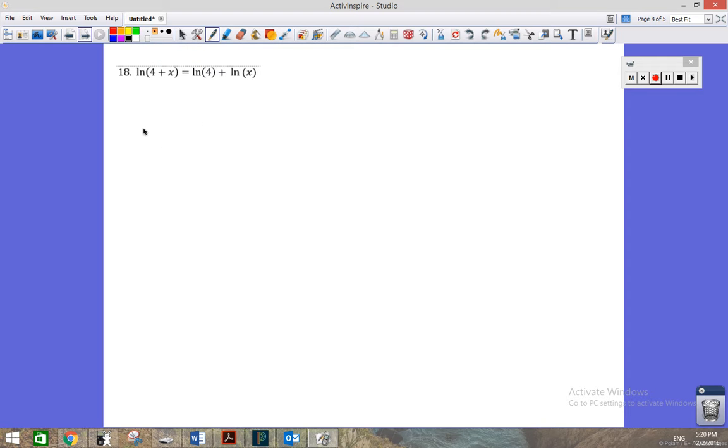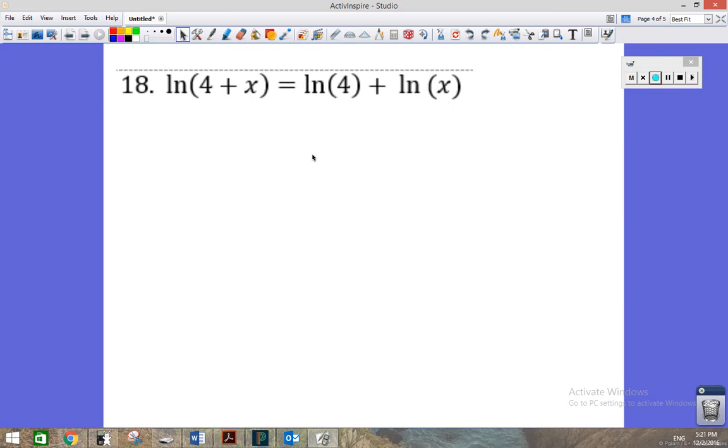Alright, I'm going to go ahead and do the next one on this video as well. So I've got 18. Well, the first thing I notice is I've got one term on the left-hand side, two terms on the right-hand side. All of these terms are natural logarithms. They all have the same base e. The terms of interest are the ones that have my variable x. I want those terms on the same side of the equation, and the terms that don't have my variable on the other side of the equation.